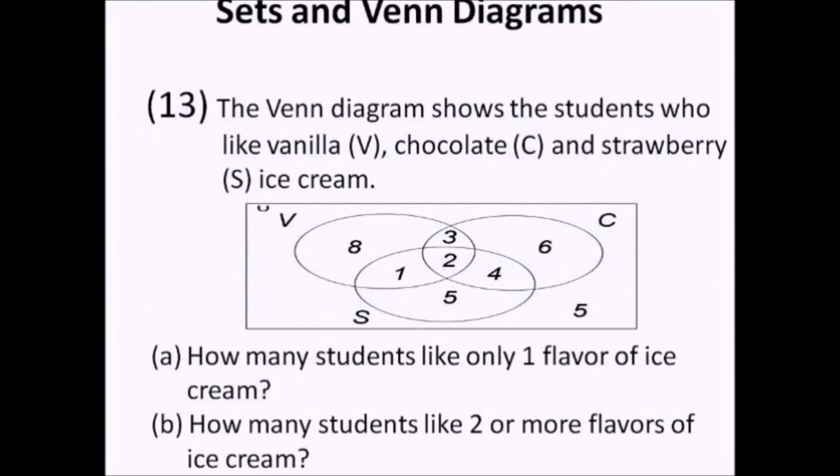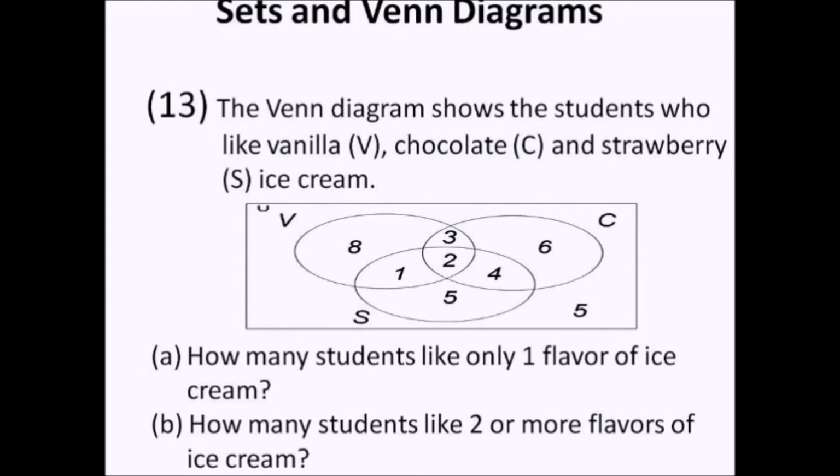Let's go. Number 13, sets and Venn diagrams. The Venn diagram shows the students who like vanilla V, chocolate C, and strawberry S ice cream. How many students like only one flavor of ice cream? Find the sectors, find the areas for that and add them in. And then B, how many students like 2 or more flavors of ice cream? Find the areas that pertain to that and add up the numbers for that.